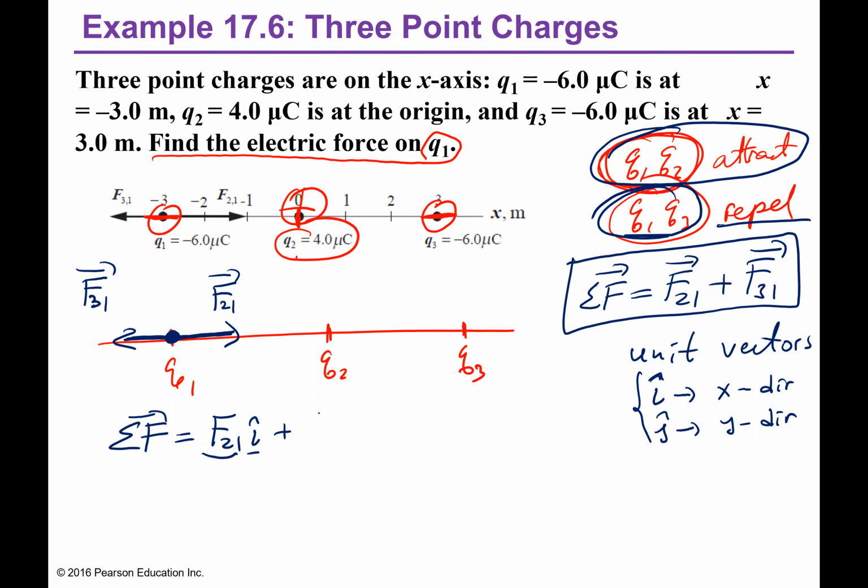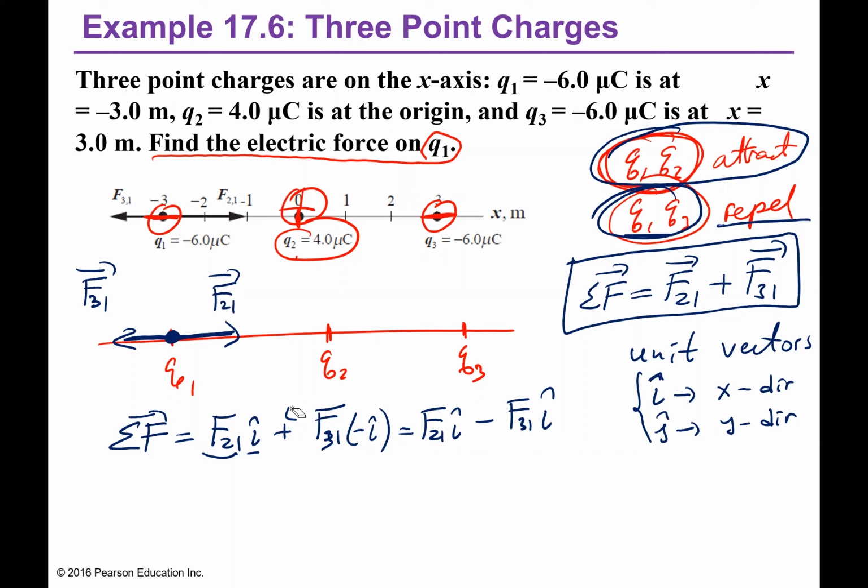Then plus F31. F31 is also horizontal, but I hat is positive x, and this force is to the left, so I will put this as negative I hat. That means I get F21 I hat minus F31 I hat.